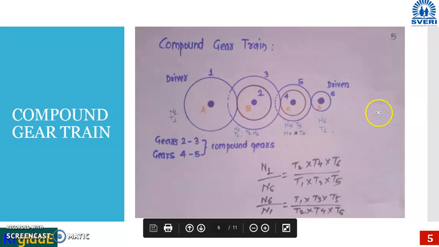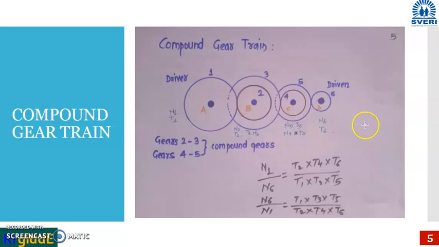Then second type of gear train, that is compound gear train. When in a series of gears, there is more than one gear mounted on one or two particular shafts, then such a gear train is called a compound gear train. Here at the input there is the driver, again gear number 2 and 3 are mounted on shaft B, gear number 4 and 5 are mounted on shaft C, and gear 6 is mounted on shaft D.